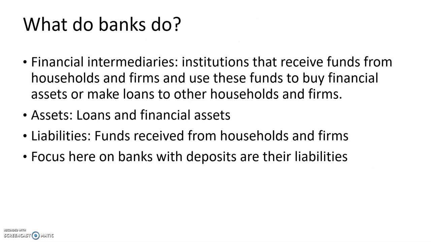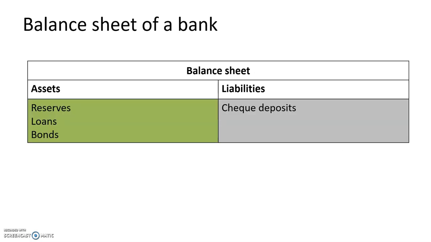What do banks do? Modern economies are characterized by the existence of many types of financial intermediaries. Financial intermediaries are institutions that receive funds from households and firms and use these funds to buy financial assets or make loans to other households or firms. The assets of these institutions are the financial assets they own and the loans they have made. Their liabilities are what they owe to other people and firms from whom they have received funds. The focus here will be on banks, which have deposits as their liabilities.